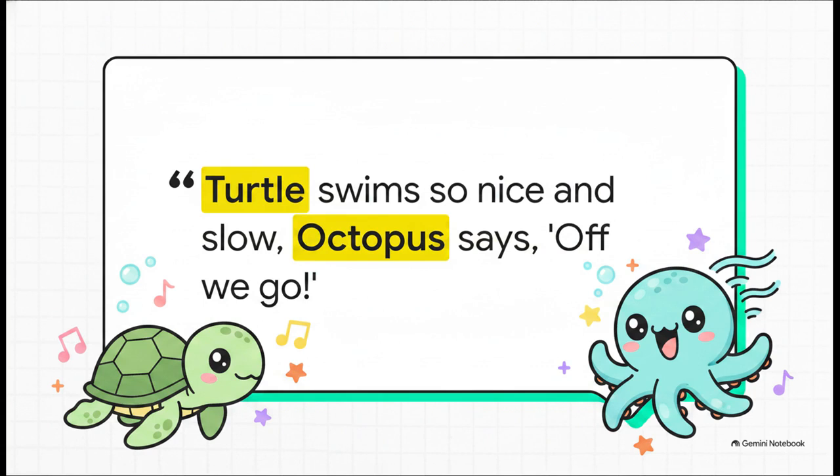The audio dictates exactly what the visual is doing. This multisensory reinforcement is a massive cognitive booster for toddlers. It actively teaches vocabulary. When the kid hears slow, they see the slow turtle. When they hear "off we go," they see the energetic octopus. It totally connects the dots in their developing brains.